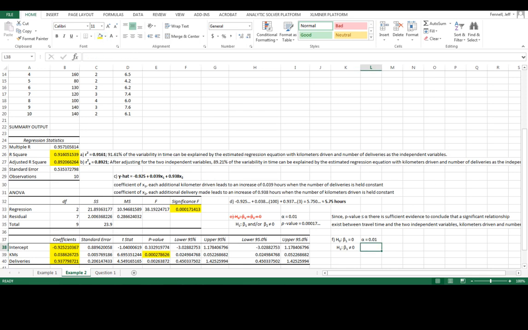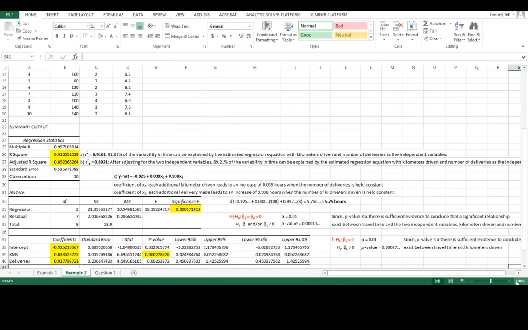So we're looking at the p-value here for our kilometers driven. And our p-value is 0.00027 and all those other decimals, which again, we have a p-value less than alpha, which allows me to say that there is sufficient evidence to conclude there is a relationship between travel time and kilometers driven.